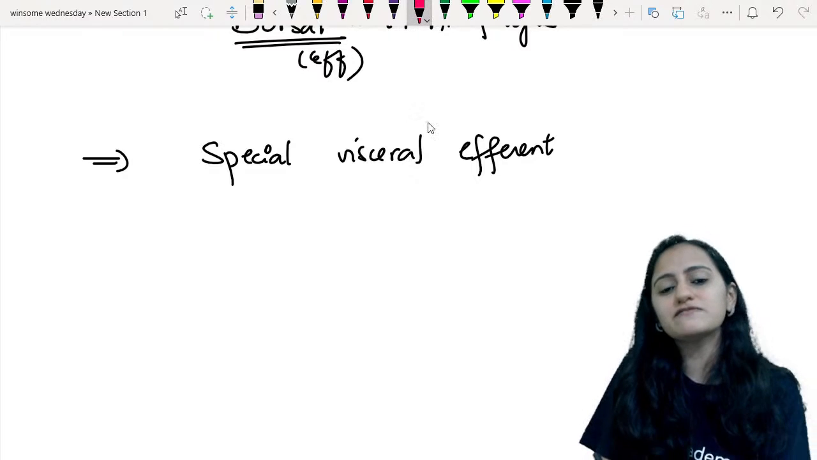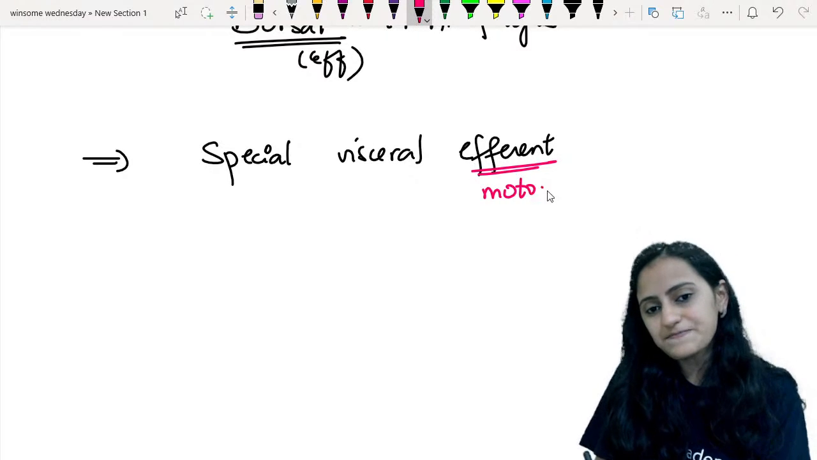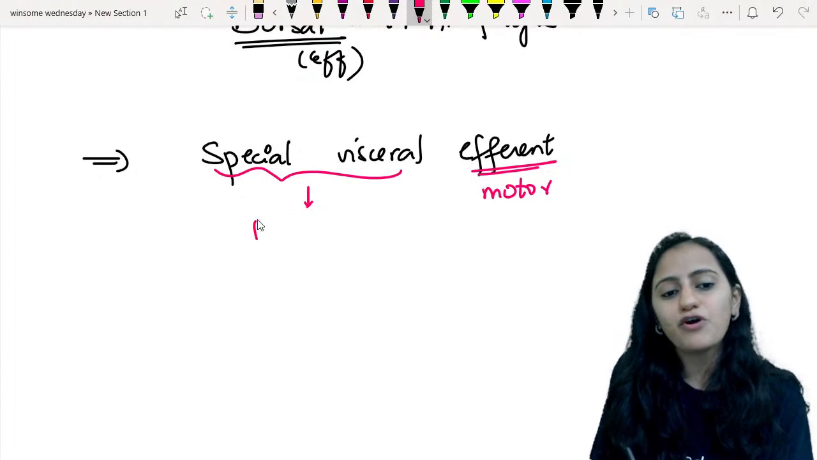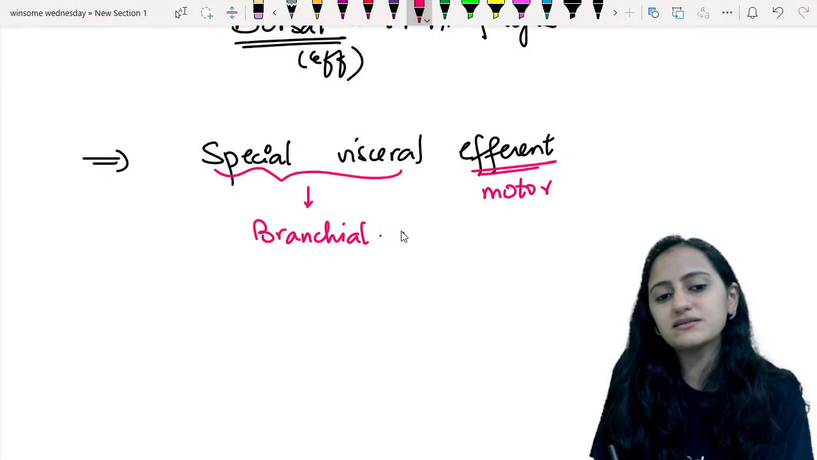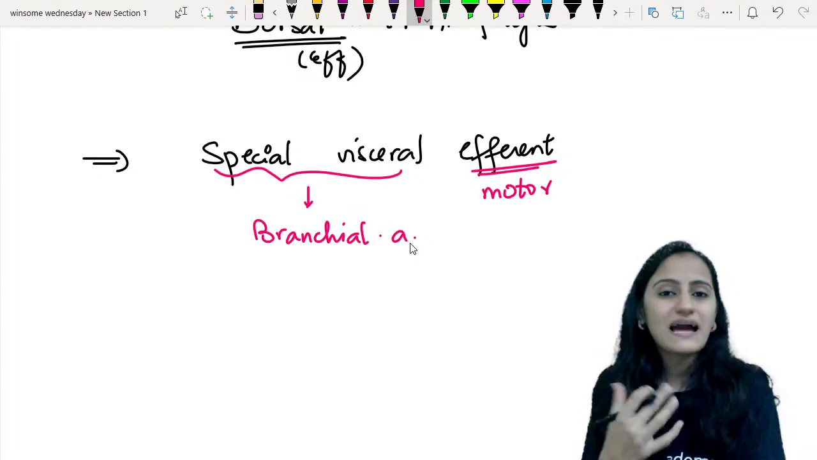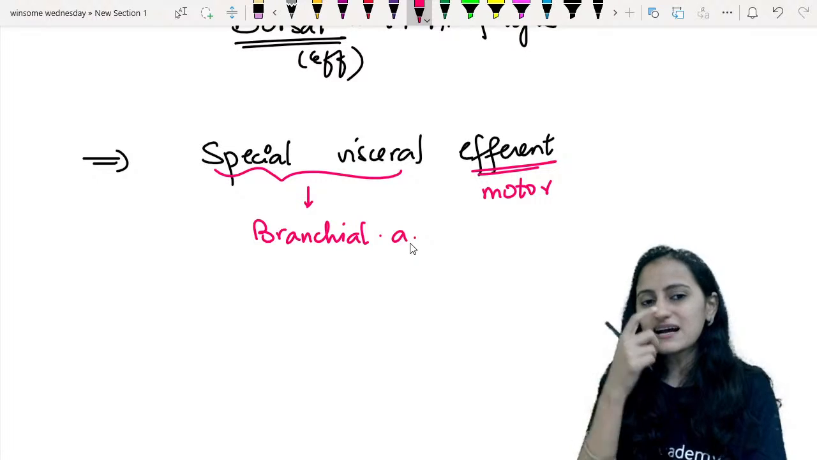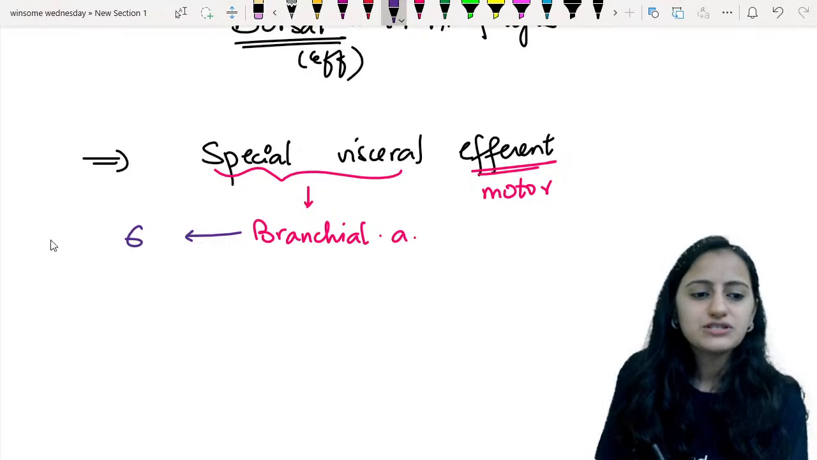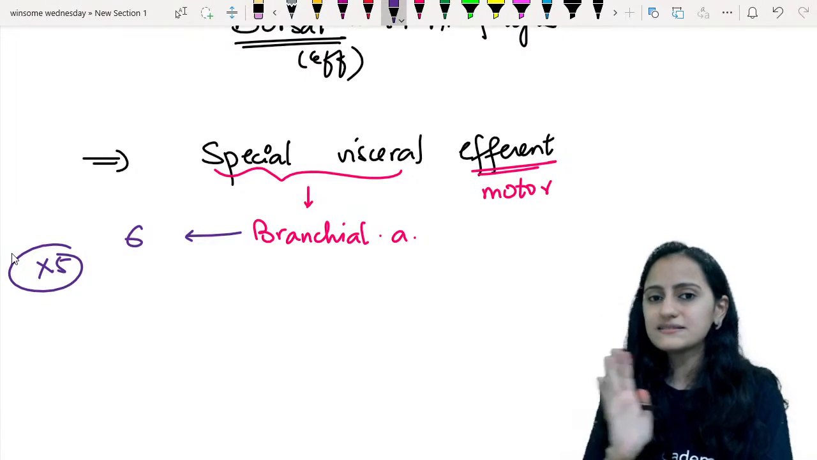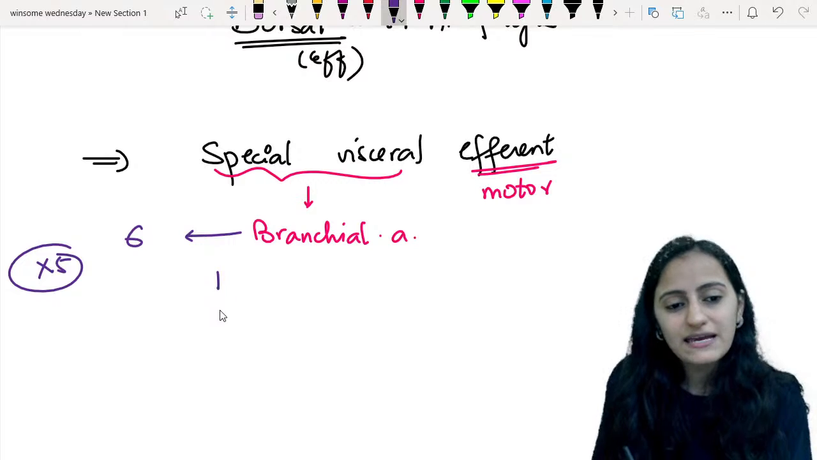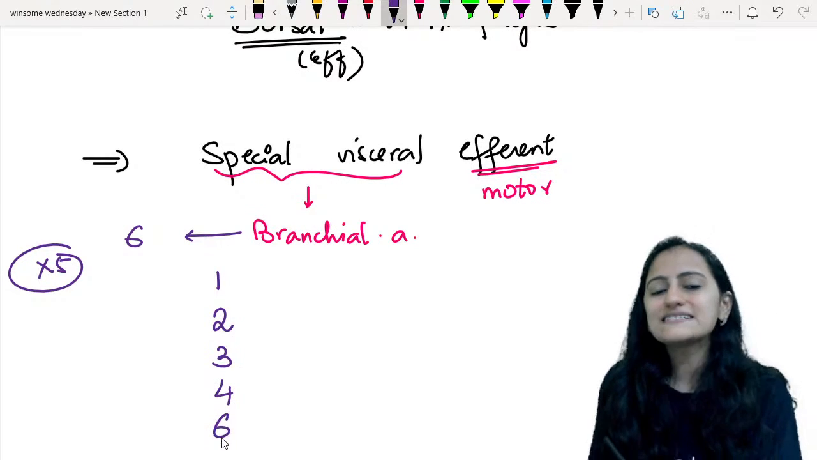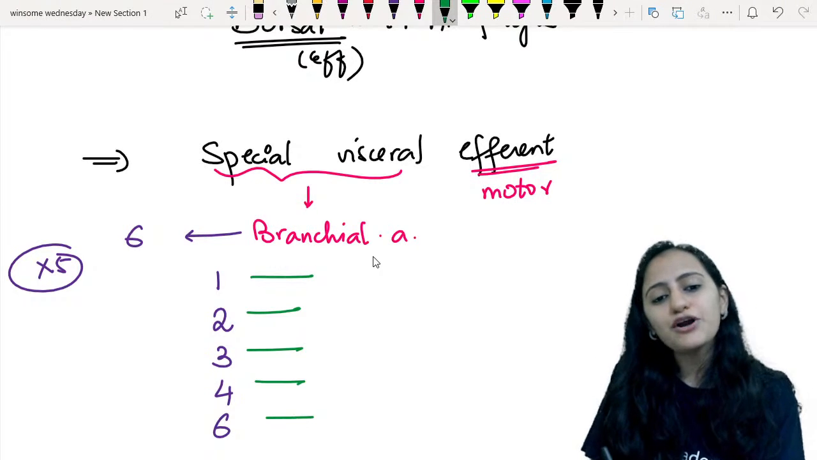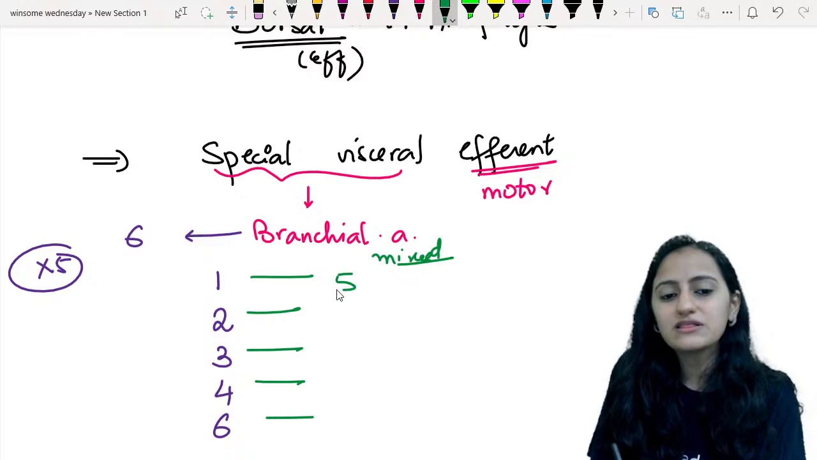Let us see what is special visceral efferent. Again, it is efferent, it is motor, and special visceral is the term which is used for your branchial arch muscles. Okay, so it is basically your pharyngeal arch or the branchial arch muscles. We have recently discussed in our embryology, branchial arch derivatives. You have 6 branchial arches. Out of that, the 5th one regresses, does not contribute to development. So you have branchial arch 1, 2, 3, 4 and 6. Which are the corresponding nerves for these branchial arches? All your mixed cranial nerves, right?